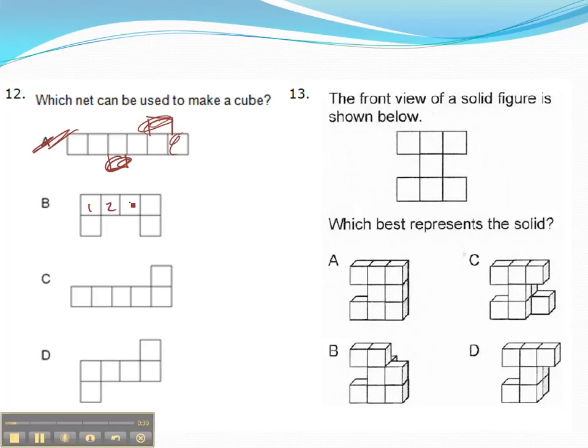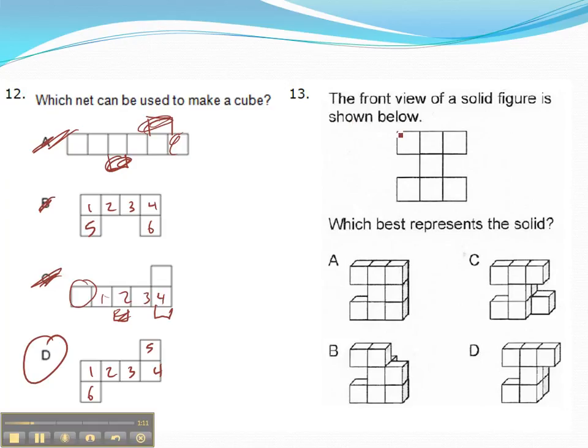B, these four squares will fold around to make the outside or the faces of the cube, but these squares will not fold over to close in the cube because they're both on the same side. So that won't work. C also will not work because we need four squares to fold around to make the outside, and this one would need to be somewhere over here or here. So C won't work. D will work. These four will fold around, and then these two would fold over to make the top and the bottom of the cube.